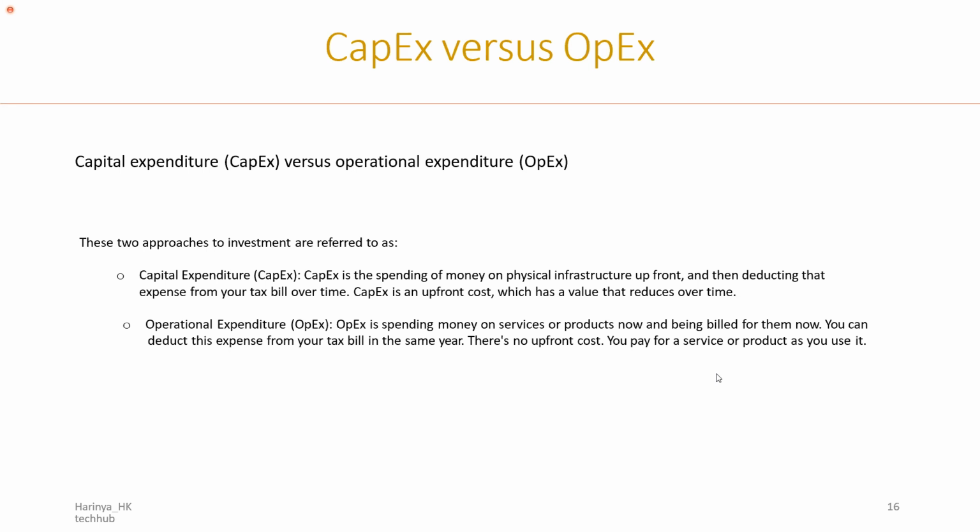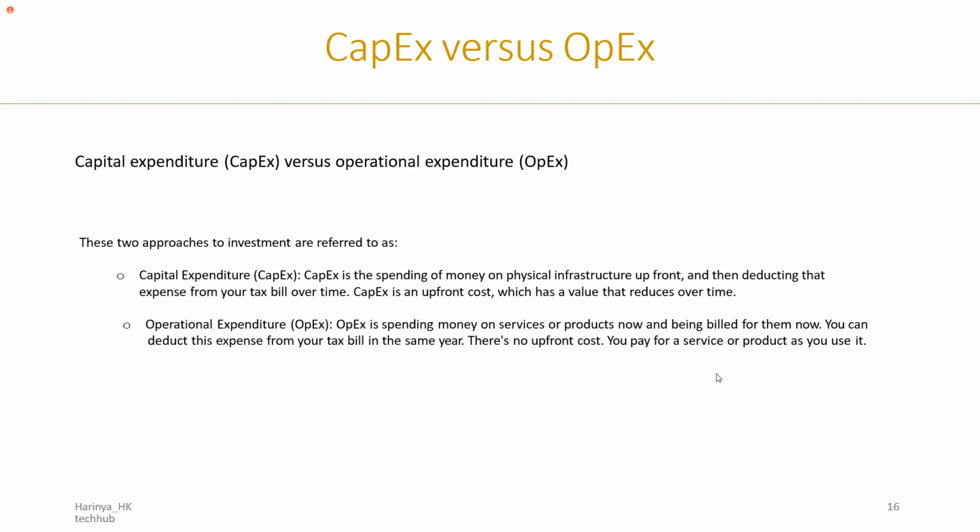Capital expenditure is spending money on physical infrastructure upfront and then deducting that expense from your tax bill over time. It is an upfront cost which has a value that reduces over time. Operational expenditure is spending on services or products now and being billed for them. You can deduct this expense from your tax bill in the same year as well.